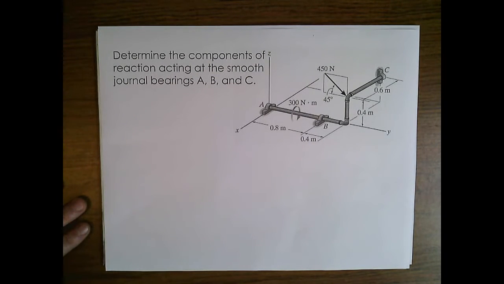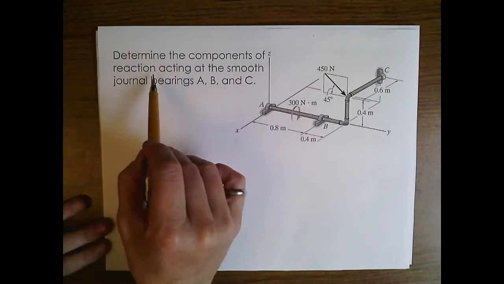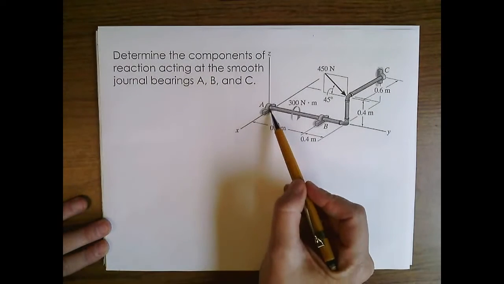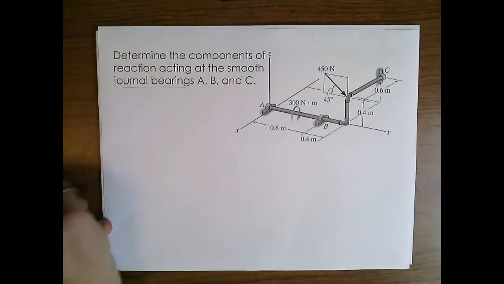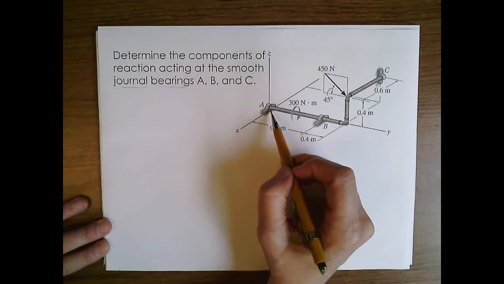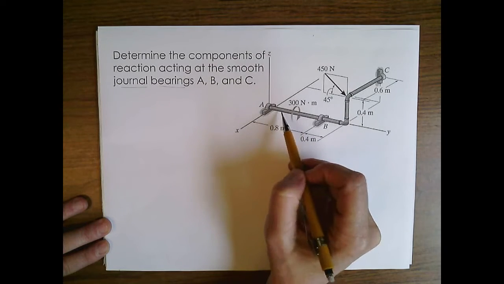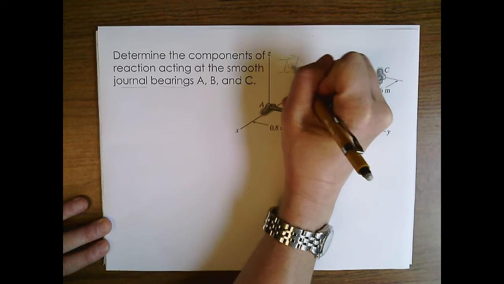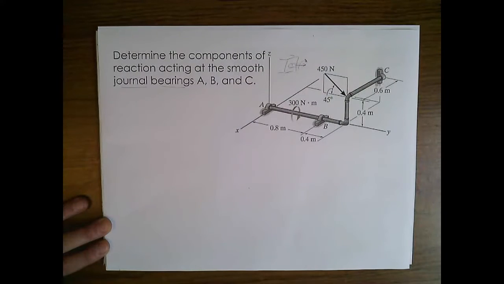Okay, so first one here, determine the components of reaction acting at the smooth journal bearings A, B, and C. So we're looking for what's happening at these three bearings. They're journal bearings, and what we know about journal bearings is that they allow for spinning, and they allow for motion along the axis of the bearing. Basically, if this were a bearing block and there's a shaft coming out, it would be able to move like this, and it would be able to spin. We'd be able to have both things happening.